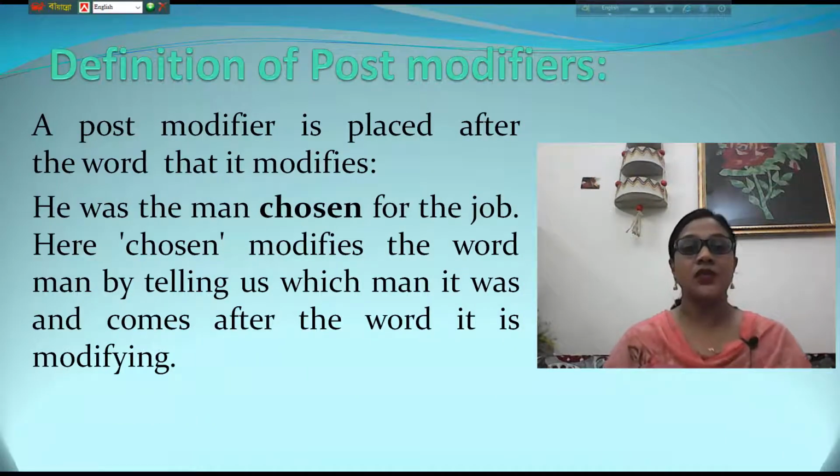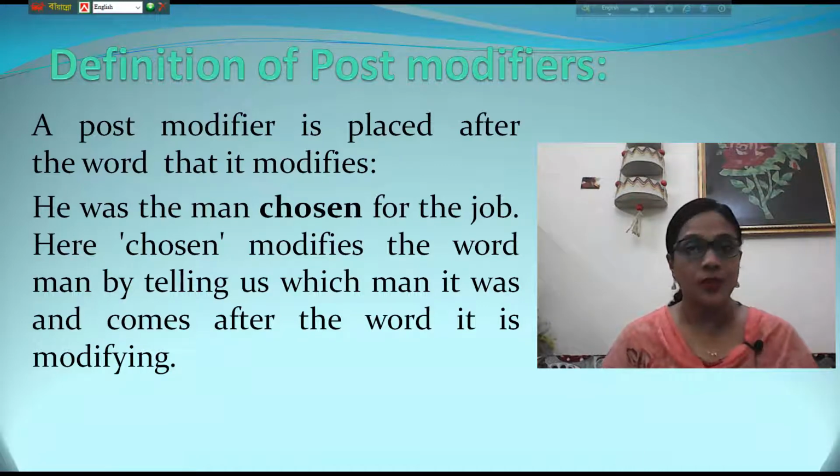Now, my dear students, you see the definition of post-modifiers. We know there are two types of modifiers, pre-modifiers and post-modifiers. As I discussed pre-modifiers in my previous class, now I will discuss post-modifiers. Here, first of all, the definition. A post-modifier is placed after the word that it modifies.